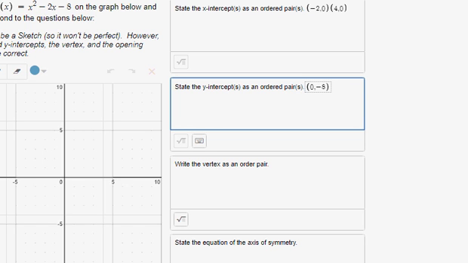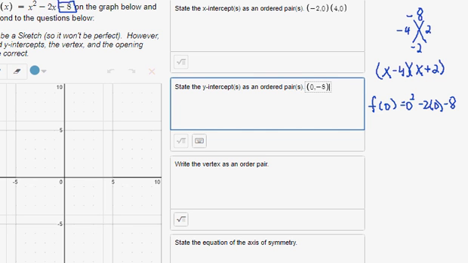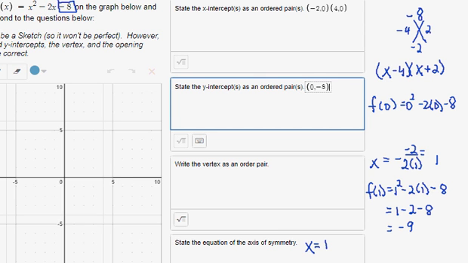Now for the vertex. We need our axis of symmetry. So our axis of symmetry is negative b, which is -2, divided by 2 times 1. So the negative -2 becomes a +2, and 2 divided by 2 is 1. Our axis of symmetry is x equals 1. To get our vertex, we evaluate f of 1. That's 1 squared minus 2 times 1 minus 8, which gives us 1 minus 2 minus 8, and that equals -9. So our vertex is (1, -9).